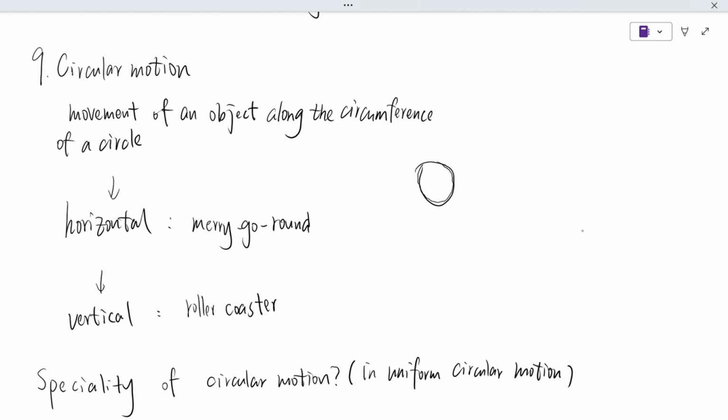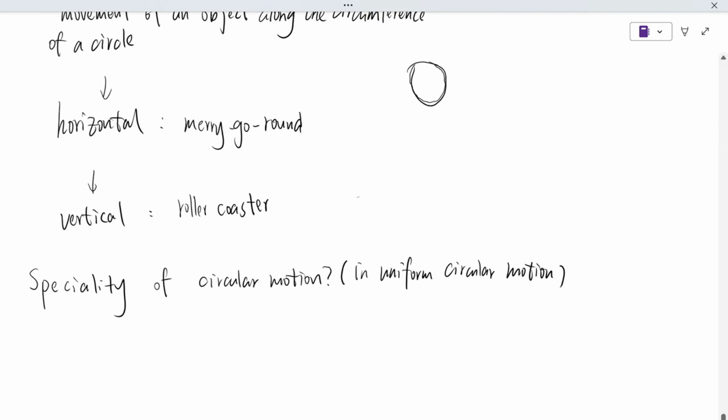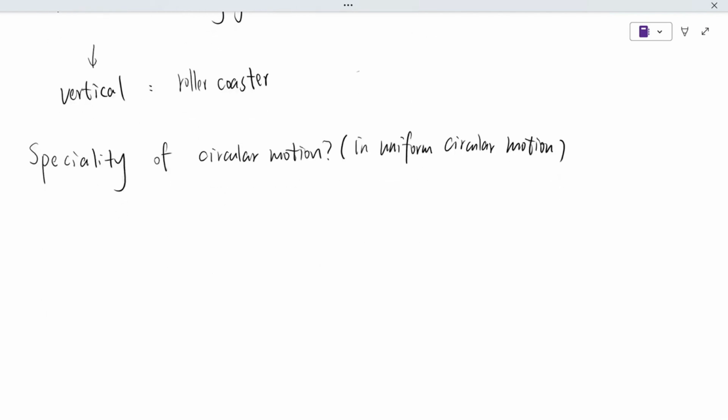An example for horizontal circular motion is a merry-go-round. You definitely played it before. For vertical, it's a roller coaster. Like a roll is a vertical circle track. It's kind of scary. And now, what are some specialities of circular motion?